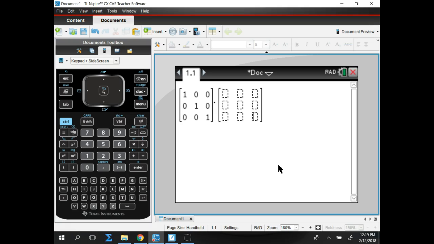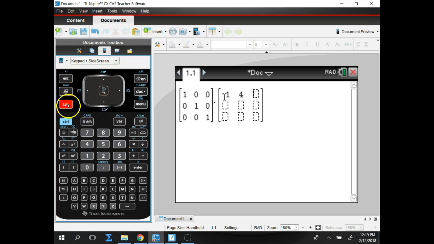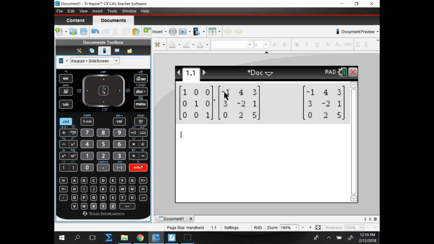And that one is going to be, let me get the book out so we can see it, negative 1, 4, 3, 3, negative 2, 1, 0, 2, 5. And when I hit enter, I should get those two being the same.